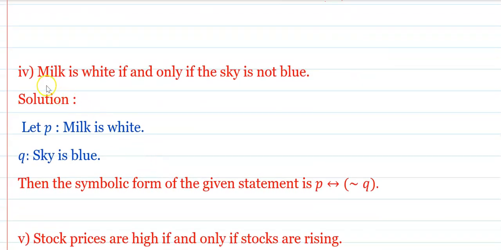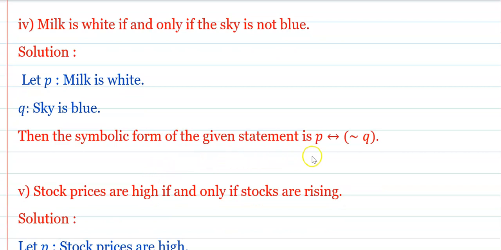Now the next: milk is white if and only if sky is not blue. Milk is white, it is P. Q, sky is blue. Then the symbolic form is P, double implication, negation of Q. Sky is not blue, we have taken that there. Again I will repeat here: the symbolic form of the given statement is P, double implication, negation of Q.